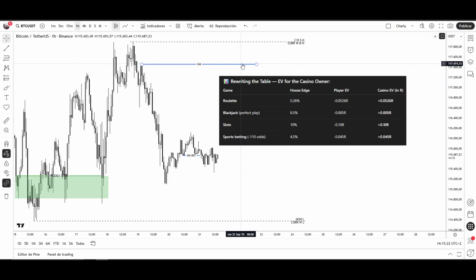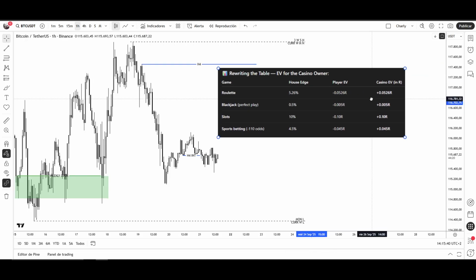Basically, this is the concept of the expected value for the casino owner and for the player, because a lot of people say that trading is gambling, but I will show you what is really gambling, so you know that trading is not gambling. You can be a gambler in the forex market or a gambler in the crypto market, but if you're a trader, you are trading. If you're a gambler, you're not trading, you are essentially gambling. So I will show you the difference between gambling and trading, and it's pretty simple.